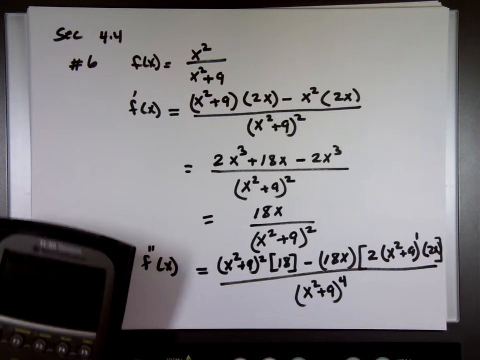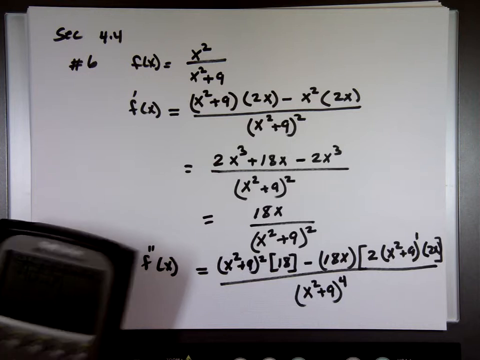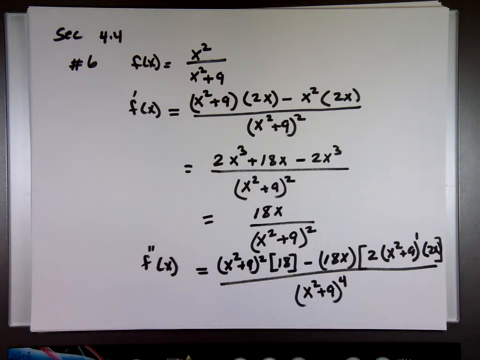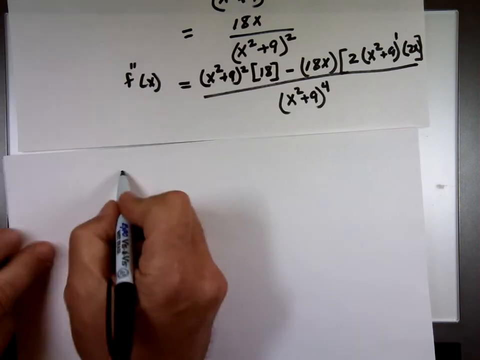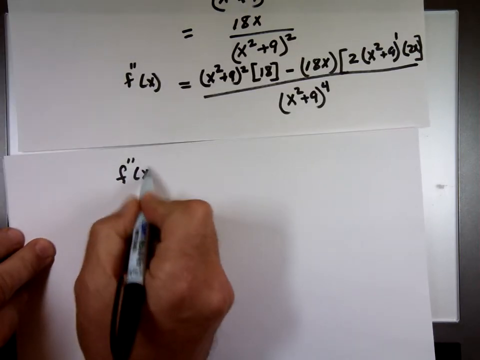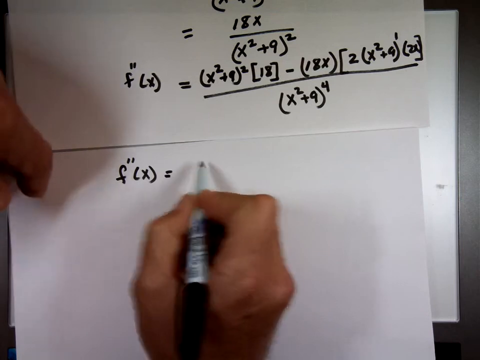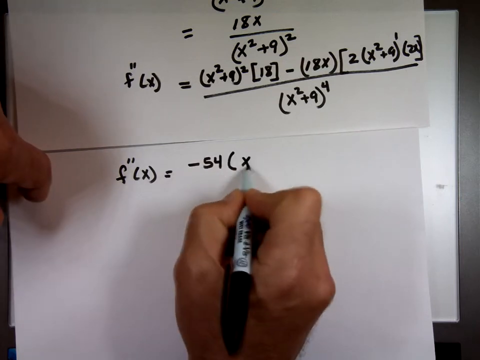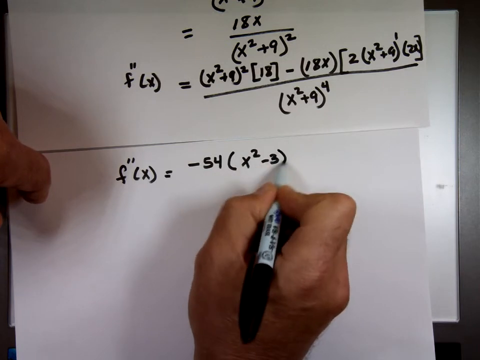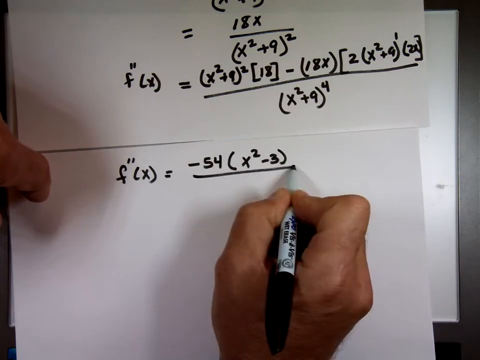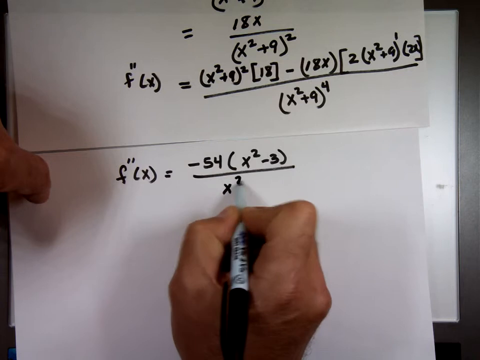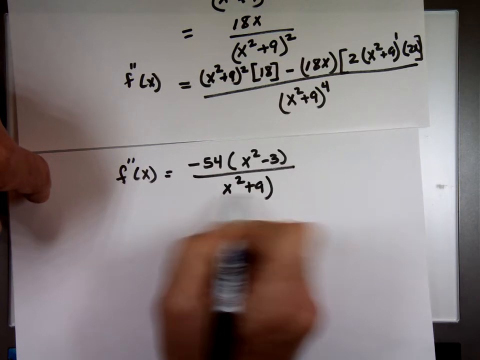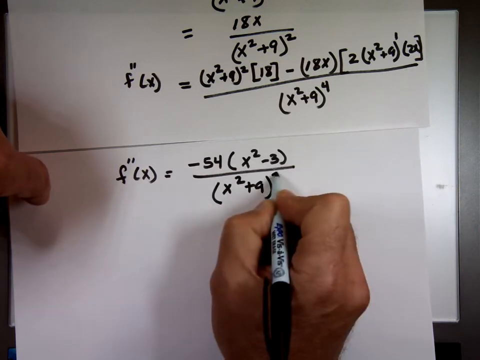With the answer being simplified, according to my friend here, the answer is negative 54 times x squared minus 3, they factor the negative 54 out, over x squared plus 9 to the 3rd power.